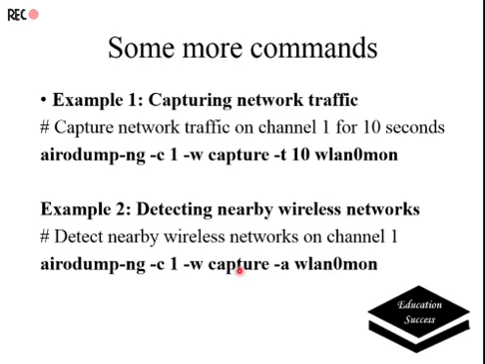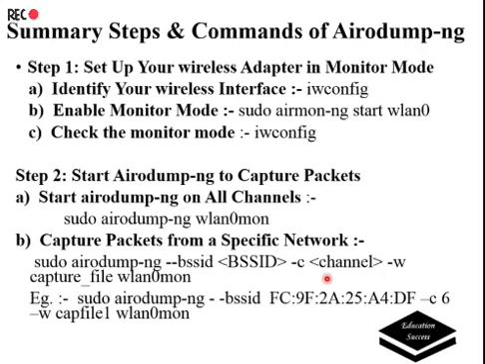Now, if we want to detect the nearby wireless networks, just type the command airodump-ng -c 1 -w capture -a wlan0mon. It will detect all nearby networks. So this is the summary of the steps and commands of Airodump-ng.